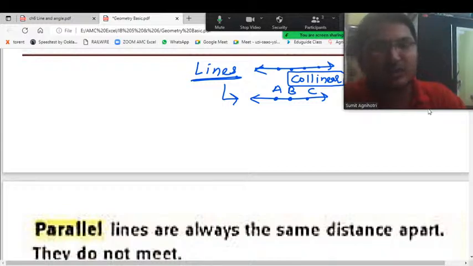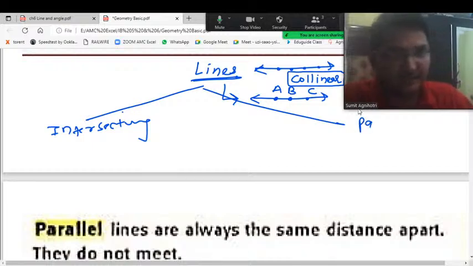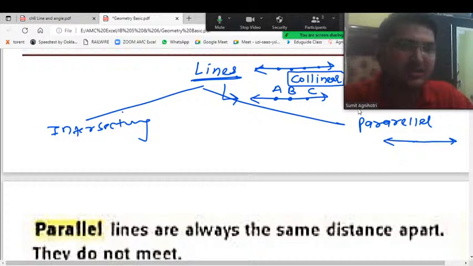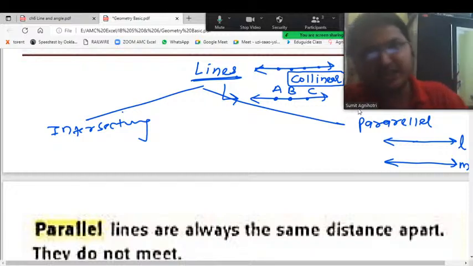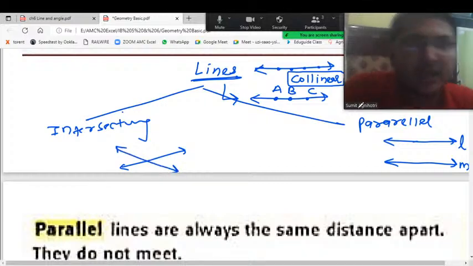If we want to categorize lines, there are two categories. The first one is intersecting lines, and the second category is parallel lines. Parallel lines never cross each other, they do not intersect each other. We have named them L and M. In the case of intersecting lines, they will intersect at a point, with or without extension.